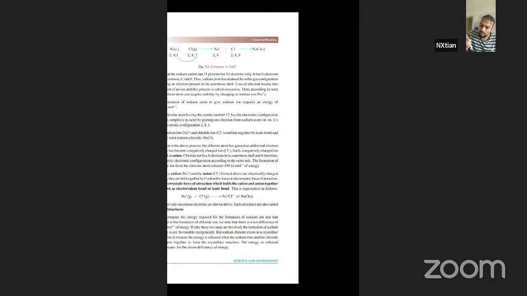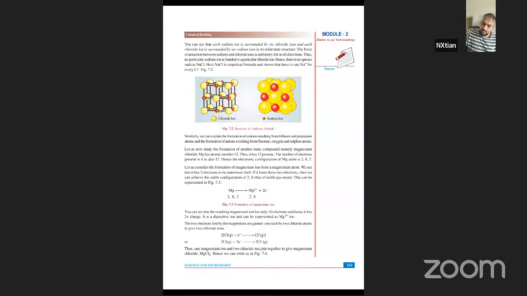Now we will learn about this. This is not that much important, but you should have information like this. You can see that each sodium atom is surrounded by six chloride ions, and each chloride ion is surrounded by six sodium atoms. So basically, you can understand it like this.